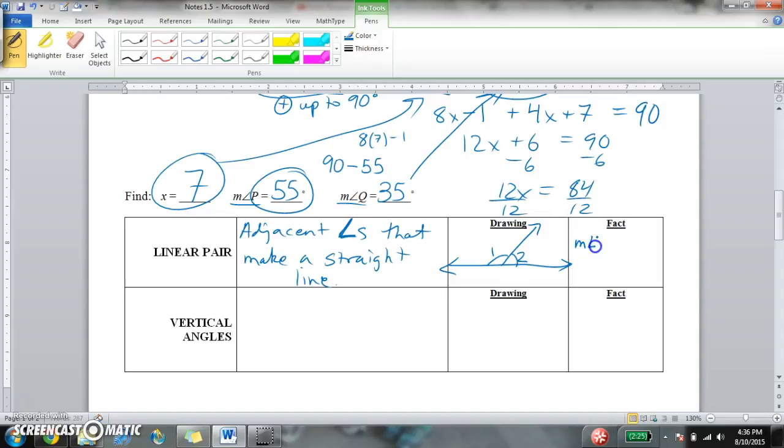So our fact that comes out of that would be that the measure of angle 1 plus the measure of angle 2 is 180 degrees, since those two angles make a straight line. They make a linear pair together.